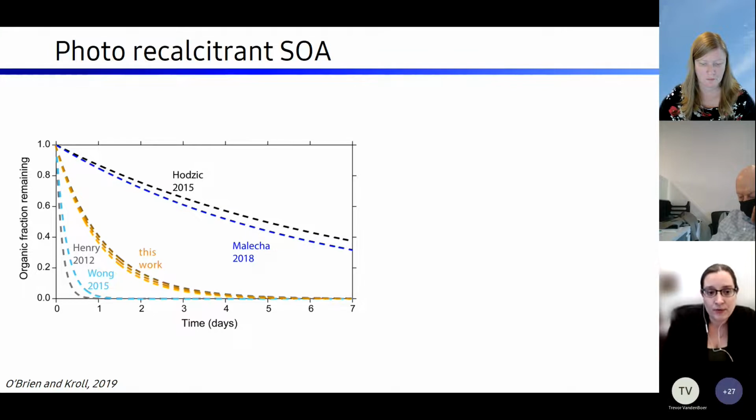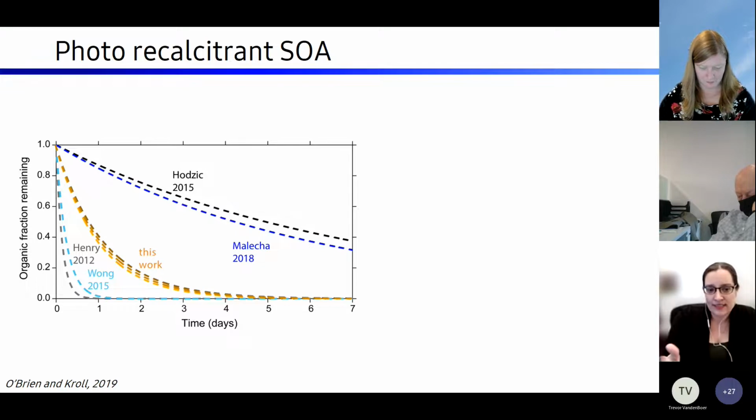So when I do this for previous data sets, we can see there's a pretty big range in terms of the rates that had been previously observed. Henry et al. and Wong et al., some of the earlier ones, were very rapid. Some later ones, Malecha et al., and Hodzic et al., which is actually a modeling study, were quite a bit slower. And if we apply the same idea to the data set we had, we were kind of in the middle there.